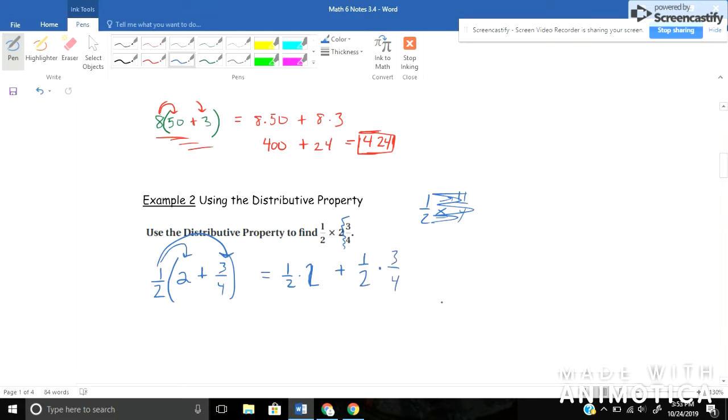Okay, well, half times 2, well, half of 2 is 1, and a half times 3/4, we can just multiply across. 1 times 3 is 3, and 2 times 4 is 8. So that would be 3/8. Well, 1 whole plus 3/8 would just give me 1 3/8 for a total there. Okay. Again, distributive property, one of the biggest things, break down the second number into two numbers added together and use arrows to show that.